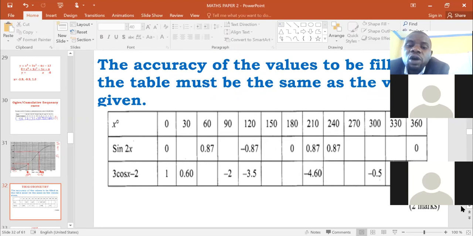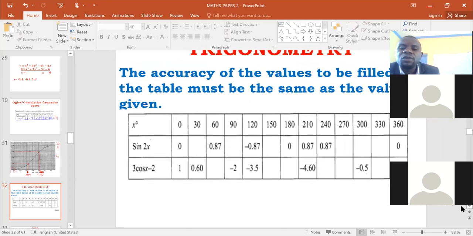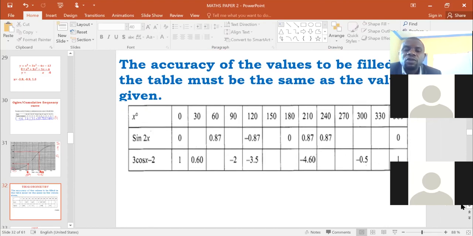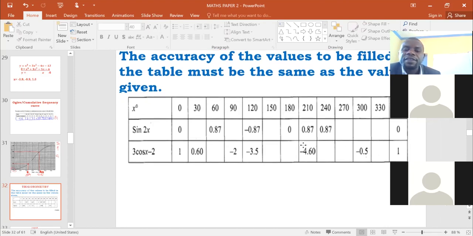That means that if you are to round them off, like if I was to find another 0.87, but I write 0.9, the B mark there will be lost because the accuracy has been lost from the values that you have given. So you must fill in the values depending on the values that are given on the table. So if it is 2 decimal places or 1 decimal place, all the answers that you give must also be to the accuracy of the values that are given on the table.